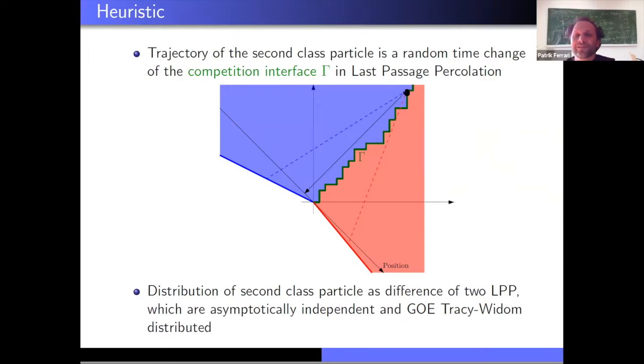except for the density, except when the speed of the second class particle is 0, there you have to be a bit more careful. But in principle, that is the reason.